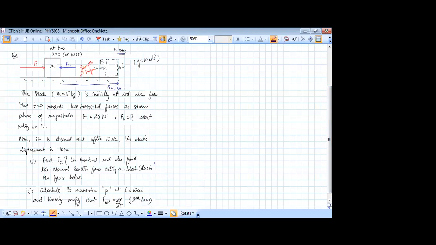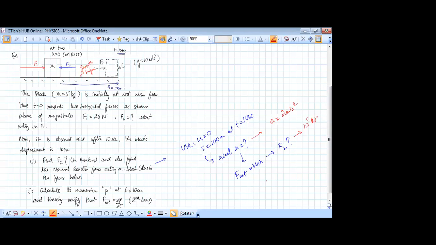So the first part you should be getting. Firstly, you will solve for acceleration. Use the fact that initial velocity is 0, and displacement is equal to 100 meters at t equal to 10 seconds. Use these to get the acceleration. Once you have found the acceleration, use the fact that net force is equal to mass into acceleration, and from that you find F2. You should be getting the acceleration as 2 meters per second square, and the force F2 as 10 newtons in magnitude.